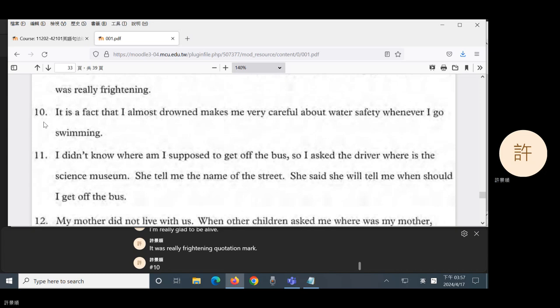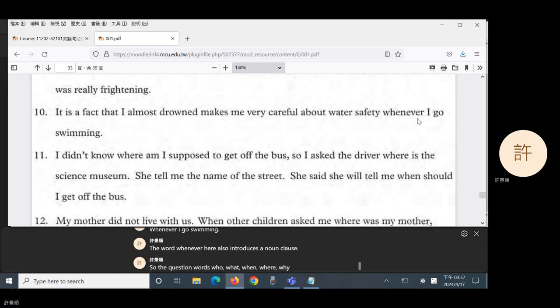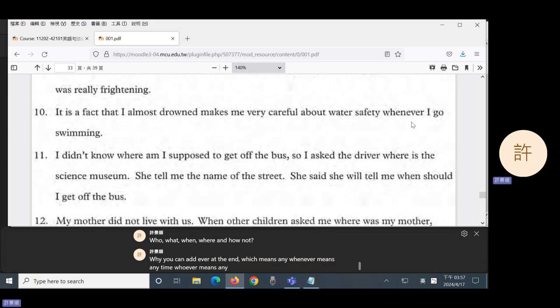Number 10, the fact that I almost drowned makes me very careful about water safety whenever I go swimming. The word whenever here also introduces a noun clause. So the question words, who, what, when, where, why. Okay, hang on. Who, what, when, where, and how, not why. You can add ever at the end, which means any. Whenever means any time. Whoever means any person. Whatever means anything. However means any way.